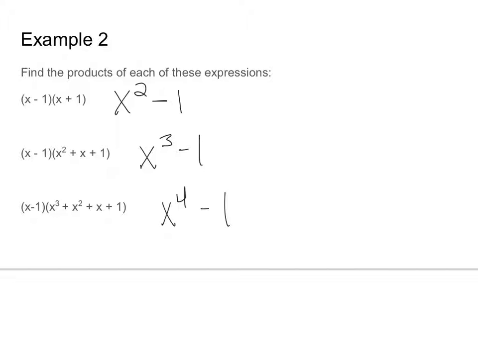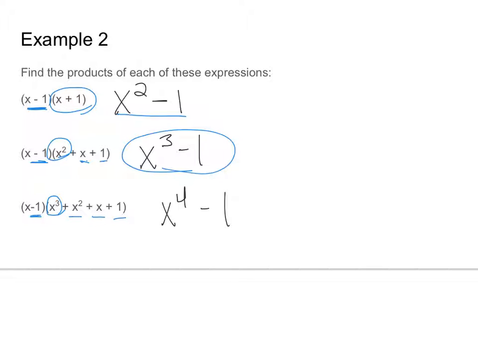So if you see here, x minus 1 times x plus 1 gives me x squared minus 1. X minus 1 times x squared plus x plus 1 gives me x cubed minus 1. X minus 1, constant, there's my pattern here. These are all the same. Times x to the third, squared, to the first, constant. X to the fourth minus 1.